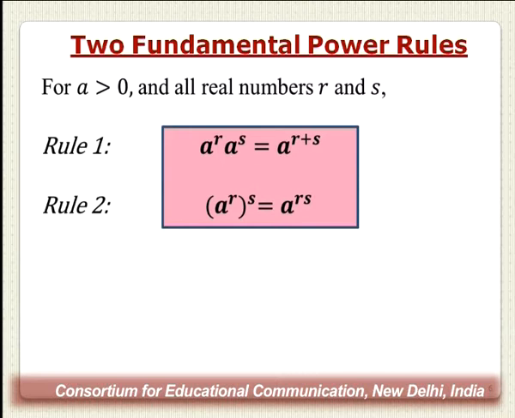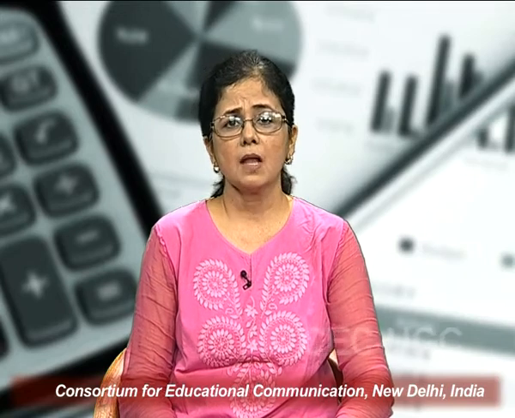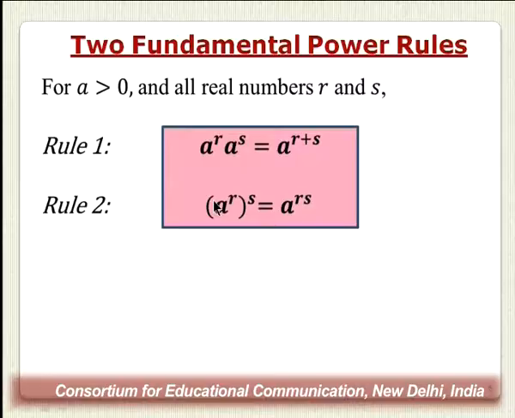So a to the power r times a to the power s is equal to a to the power r plus s. Let me just point out here, because this is very important for this particular rule and also for the next couple of rules that I'm going to talk about: these rules apply to all real numbers r and s, and here we're going to take a, the base, to be positive. So you might ask, if you look at the statement on the top, I'm defining these rules for a greater than 0 and all real numbers r and s.